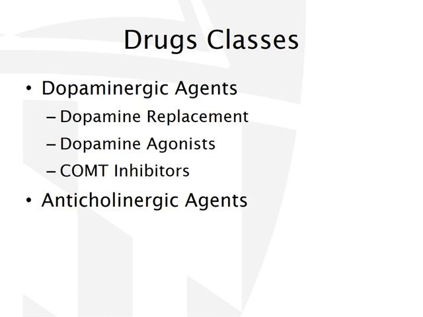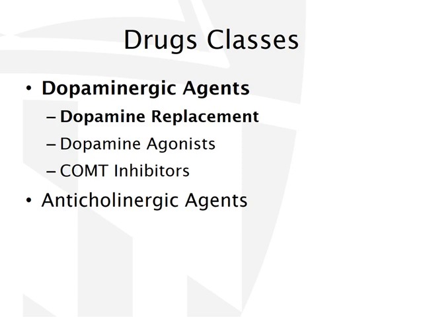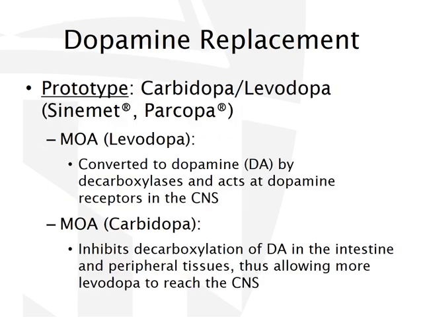The dopaminergic agents are listed in your book. There are several. We are going to talk about the dopamine replacement agents. These are really the cornerstone of therapy, the dopamine agonists and the COMT inhibitors. And then we'll also talk about centrally acting anticholinergic drugs that are used for Parkinson's. So let's start with the dopamine replacement agents.